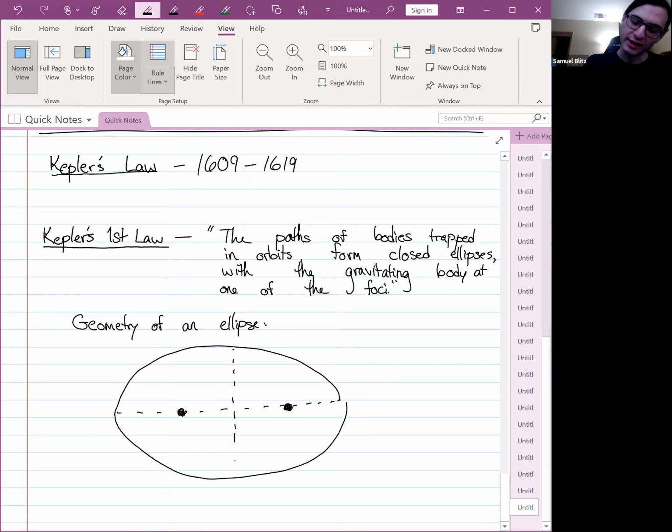You also have your semi-minor axis. So here we have a focus. Here we have another focus. The plural of focus is foci. So this distance here is called A, which is the semi-major axis. Semi meaning half, major meaning big. And then this distance here is often called B. It is the semi-minor axis. Half of the small axis.